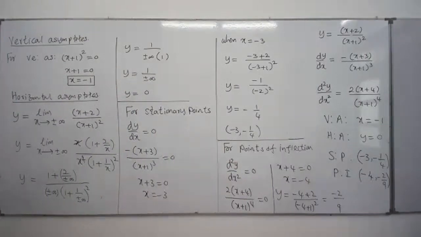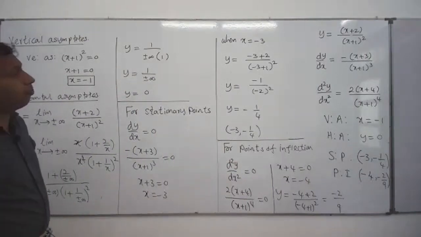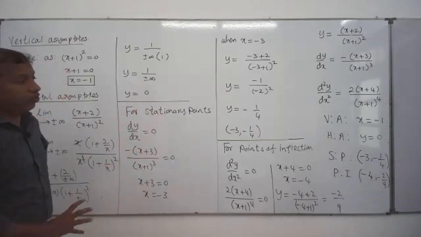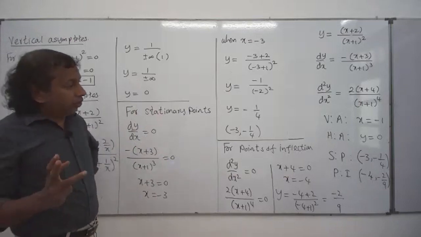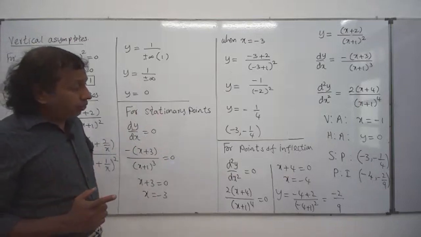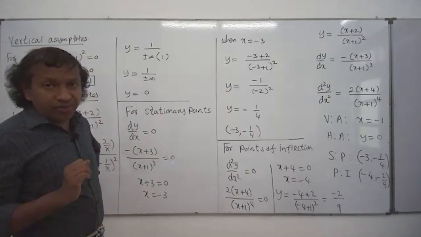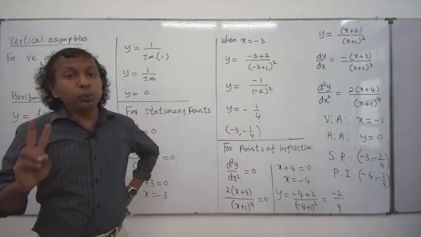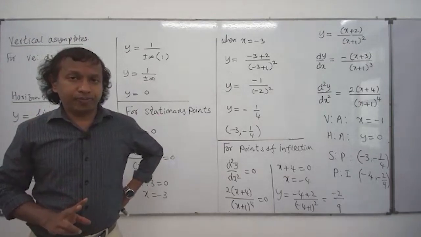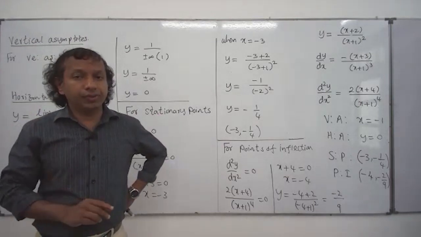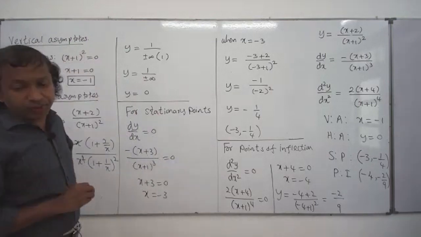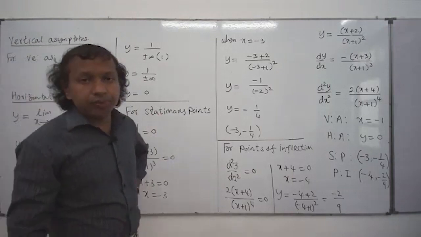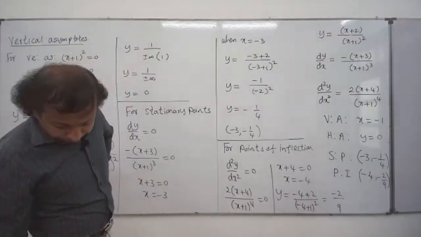Right. Okay, people, now after this, after finding all the information, vertical asymptotes, horizontal asymptotes, stationary points, points of inflection, we prepare two tables. We prepare two tables, right? Those two tables you have to definitely show in your workings. For them, you get marks. Understood? Right.